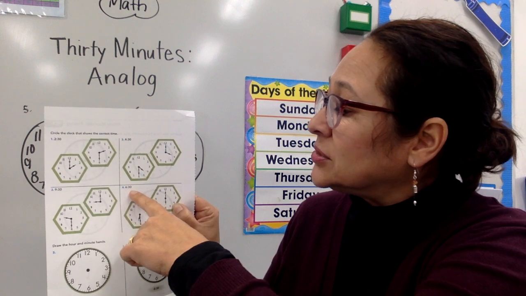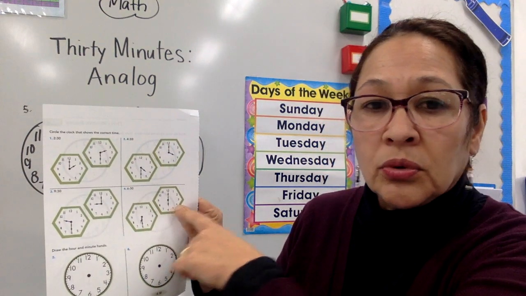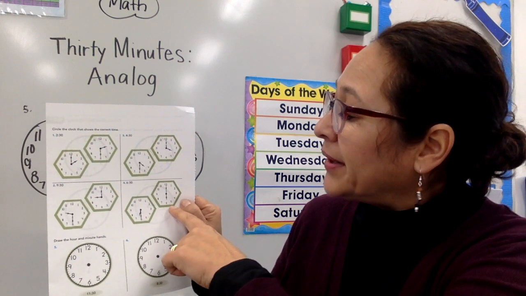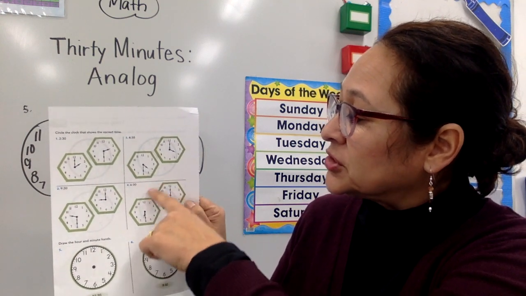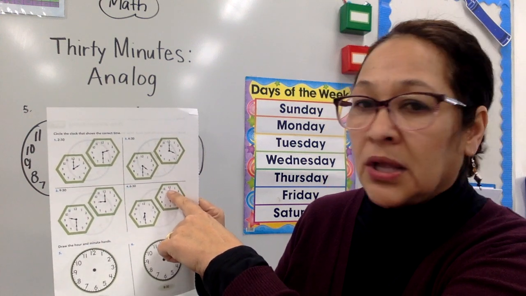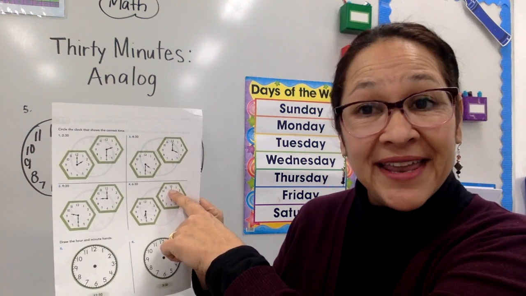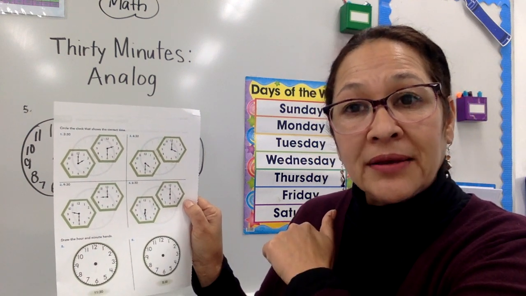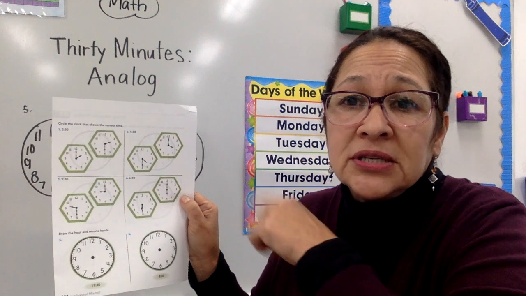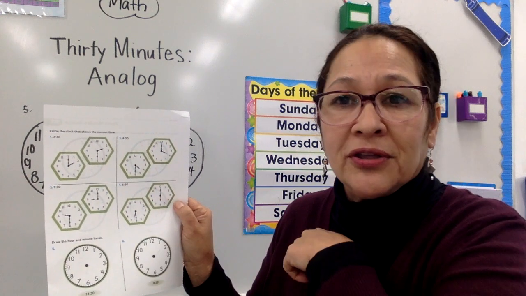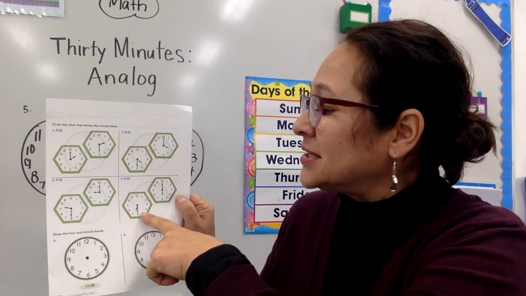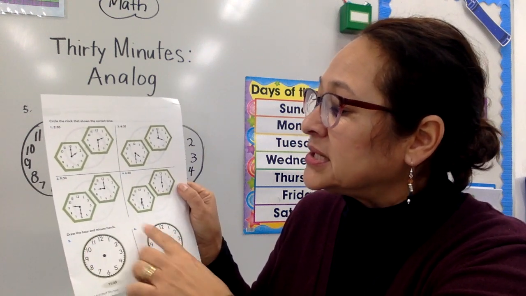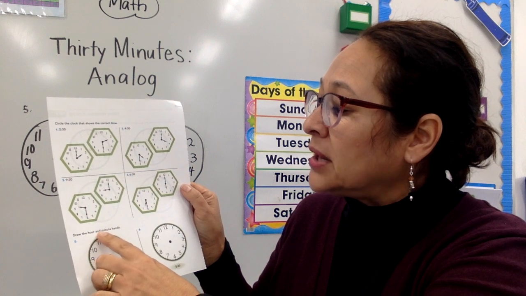That says 6:30. Which one would you circle? Well, did you circle the first one? 6 o'clock? I bet you didn't. I bet you circled this one. If you did, you got it right. If you didn't, it's no big deal. Just erase it and you can circle the right one. All right? 6:30.